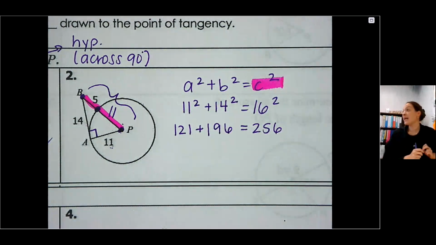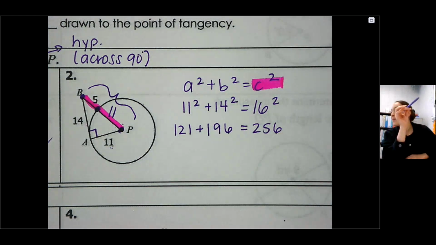Because it's a radius. So anything from the edge of the circle to the center has to be the same. There's already another 11 down at the bottom there. That's a radius too. Anything that goes from the center to the edge then has to be an 11. Good question.